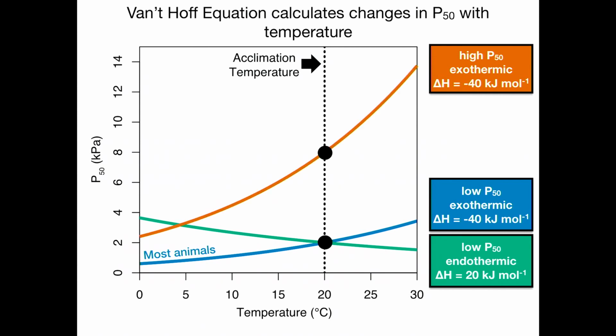Next, looking at one that's high P50 in a blood-oxygen binding reaction that's exothermic. It's very similar to the most animals category, but the slope of that curve is much steeper, so they're going to experience much bigger shifts in P50 as they're swimming between waters of different temperature.